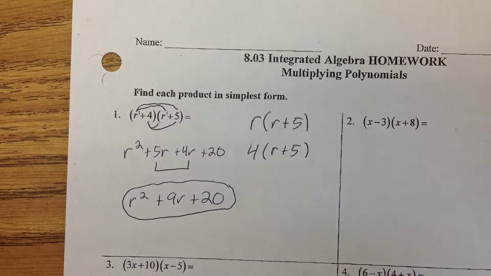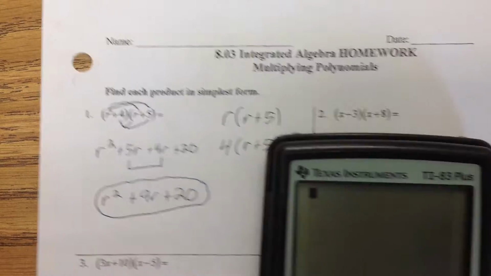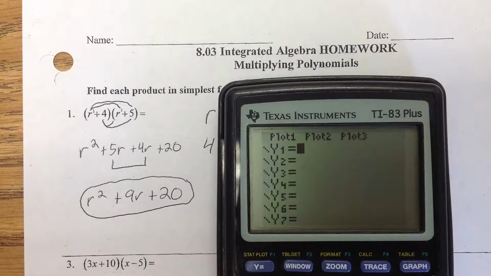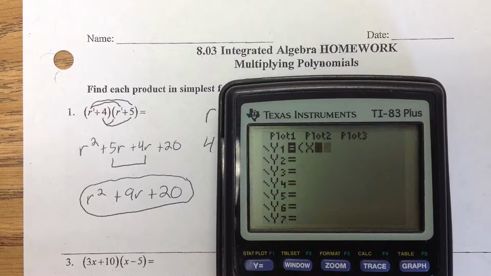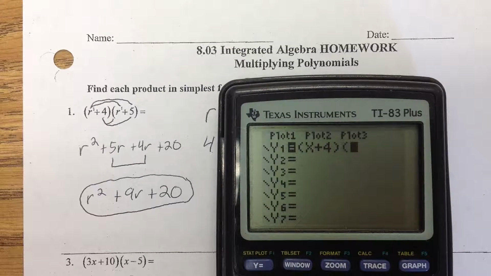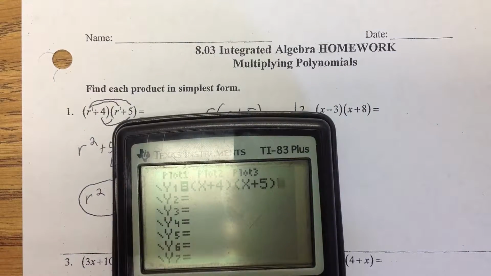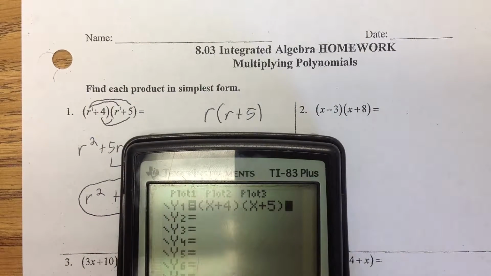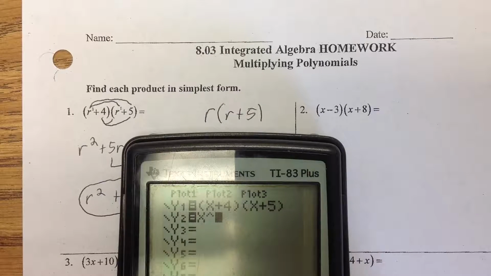Just note, I'm not going to check every one of these, but these can be checked on your calculator. You would go to y equals. Instead of using r, you would use x. So I would type in x plus 4 in parentheses and then x plus 5 in parentheses. So I'm basically putting the problem into y1. Into y2, I'm putting my answer, which was x squared plus 9x plus 20.